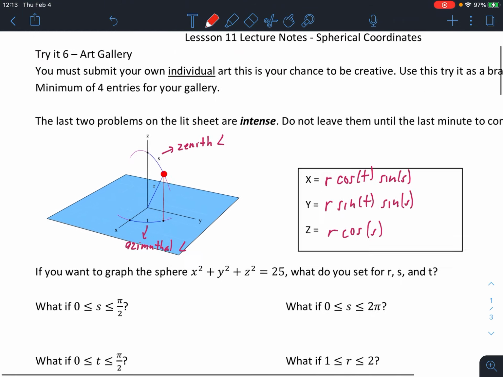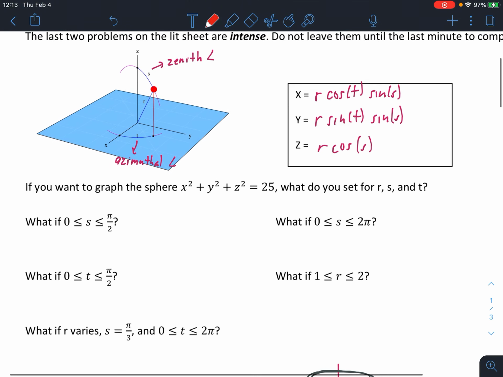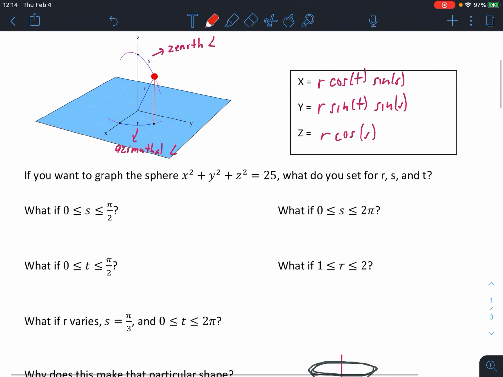You can see over here are the spherical coordinates. X is going to be written as r cosine t sine s, y is written as r sine t sine s, and z is r cosine s, which you've already probably learned from your triads.